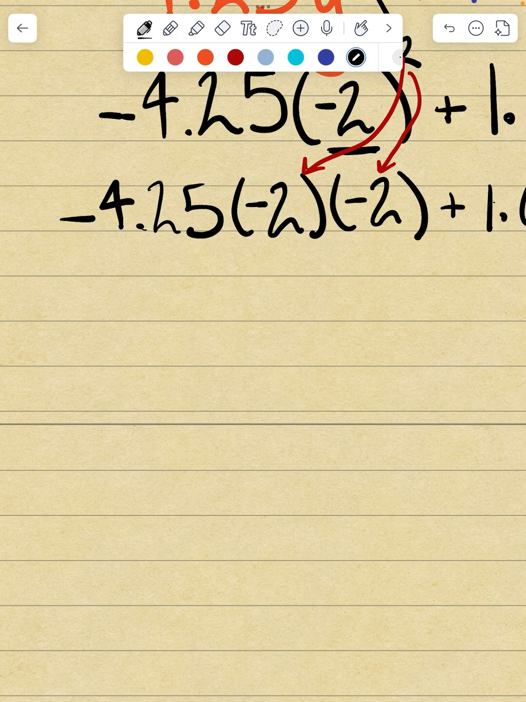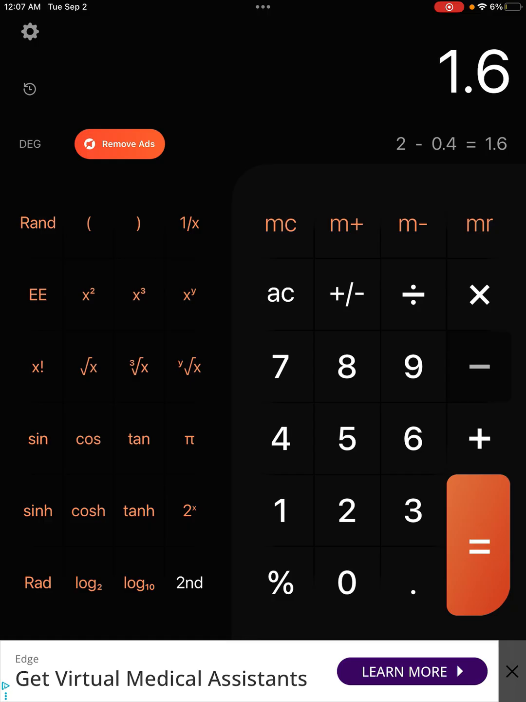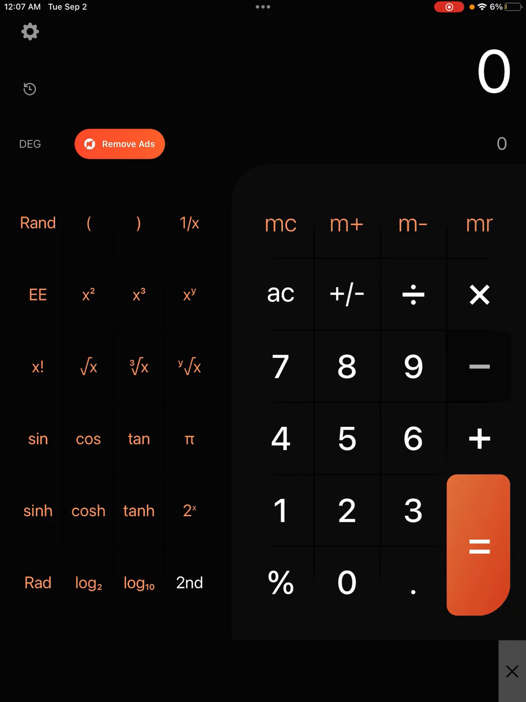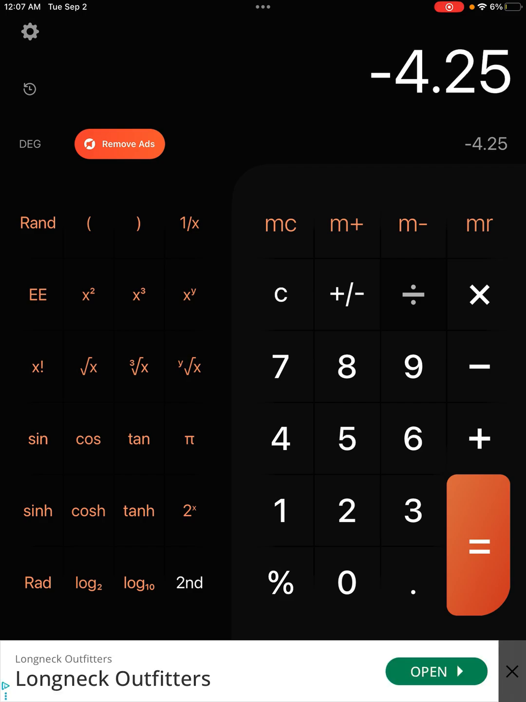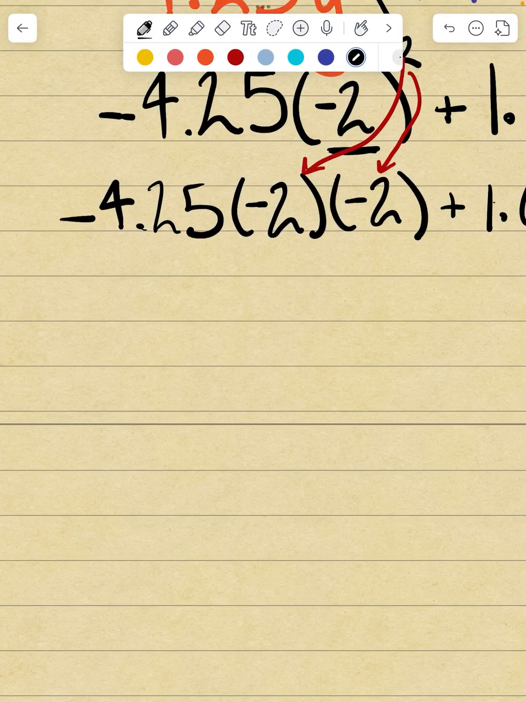And I get a negative and a negative. So a negative times a negative is the same sign, so this becomes a positive. And when it's positive, you don't have to write positive. So negative 4.25 times negative 2. We get 8.5. And notice it was positive, like we said it was going to be.